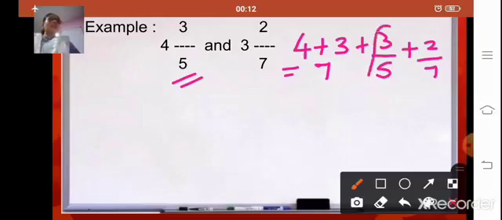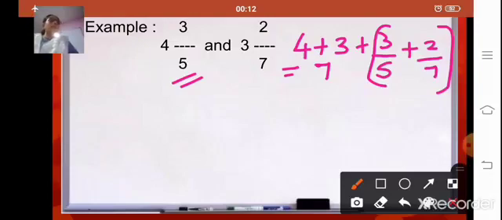So now let us start with these fractions, 3 upon 5 and 2 upon 7. Again here you have to make these fractions like fractions. You have to take the LCM of the denominators. Again 5 and 7 are prime numbers, so your LCM will be the product of these two numbers.